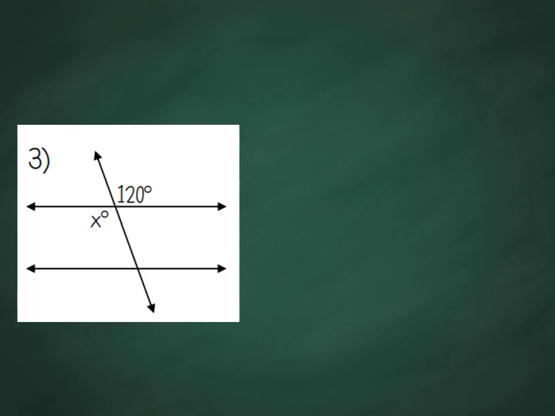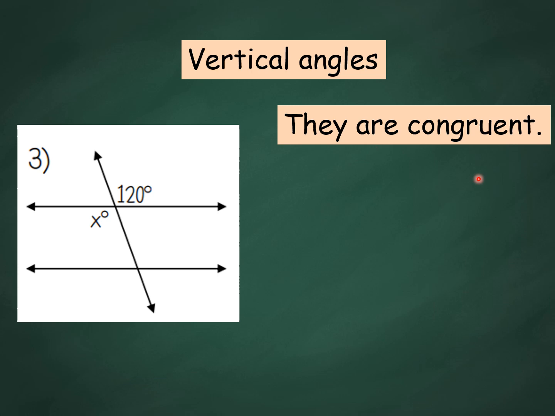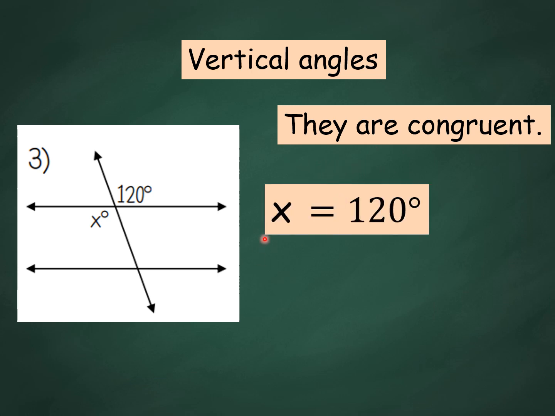Ngayon, para sa pangatlong example natin, we have this kind of illustration. So we have x degrees located here and 120 degrees, ito naman siya. So pag i-identify natin yung angle pair nilang dalawa, these angles are vertical angles. And vertical angles are congruent. So ibig sabihin, they have equal measures. So yung x natin ay also 120 degrees.